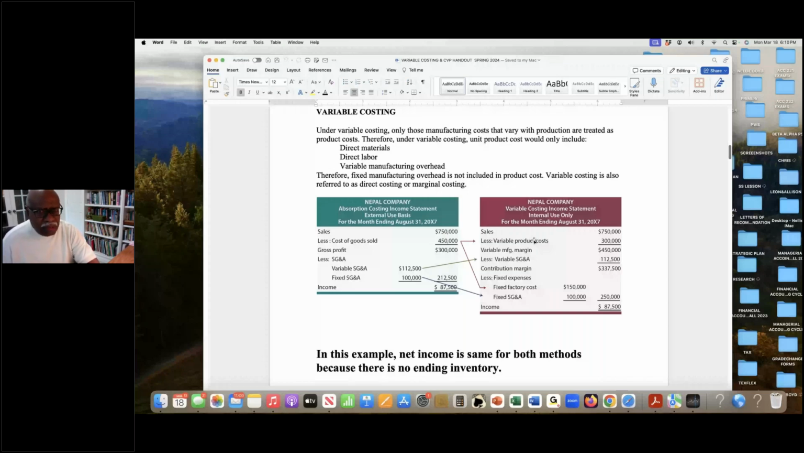Now we move to cost, volume, profit relationships. Cost, volume, profit relationships. One of your key takeaways for this course.